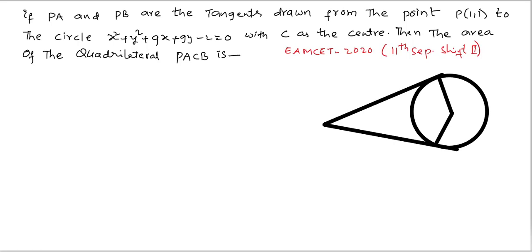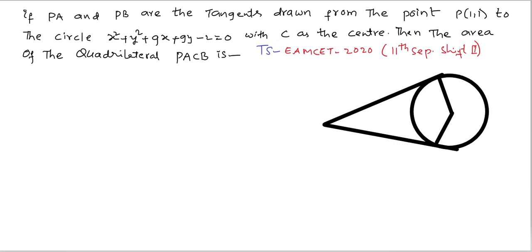If PA and PB are the tangents drawn from the point P(1, 1) to the circle x square plus y square plus gx plus gy minus 2 is equal to 0, with C as the center, then the area of the quadrilateral PACB is dash. This is JEE Main 2020, 11th September, shift 2.